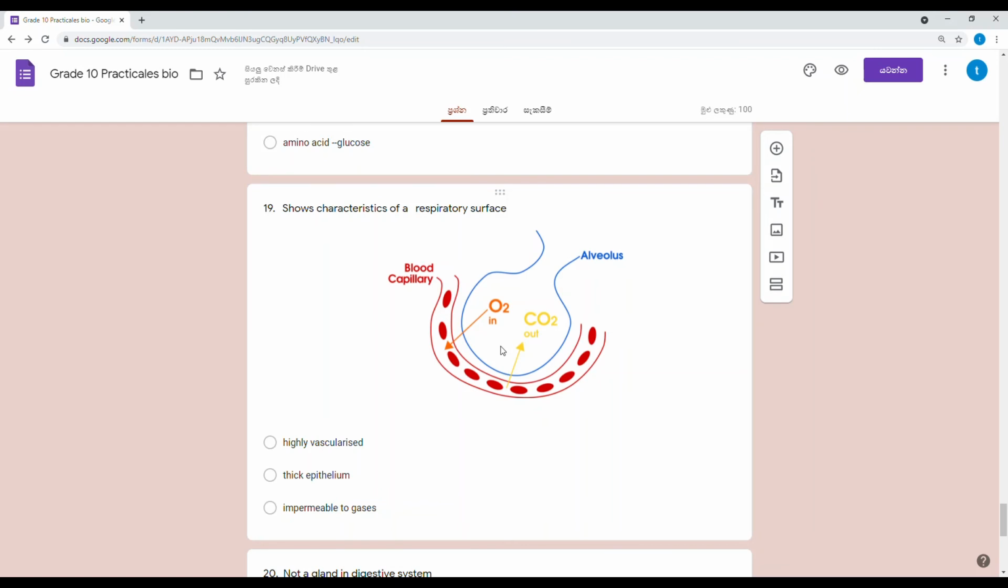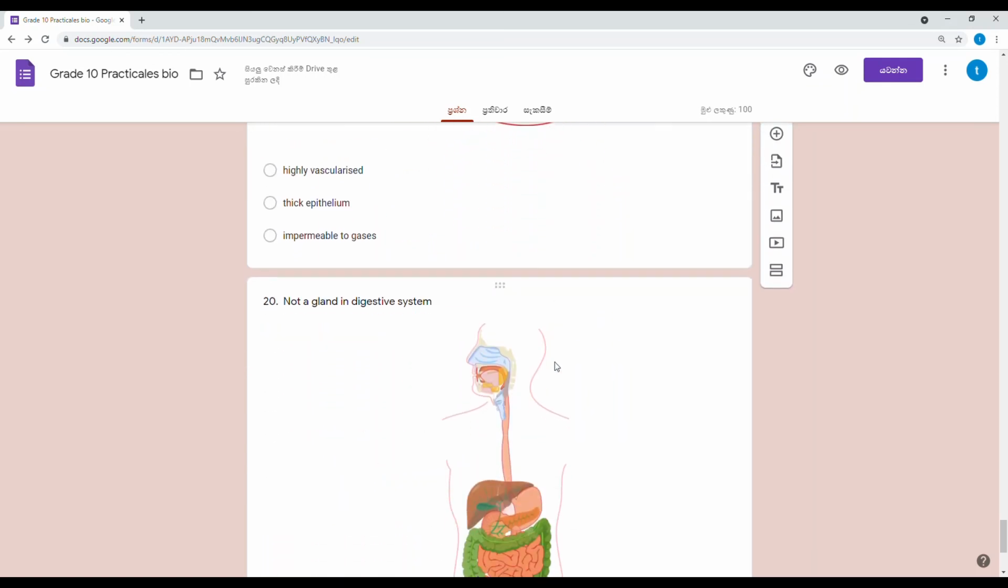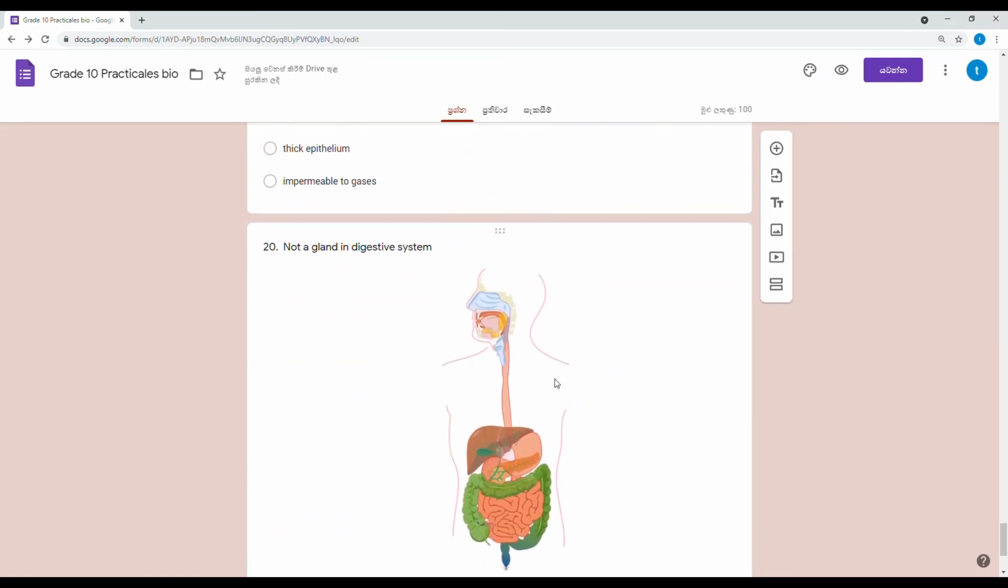So, in this figure, you can see one of the alveoli. We know the alveoli are highly vascularized, and you can see oxygen. You get the oxygen from the alveoli into the blood. At the same time, we diffuse carbon dioxide from the blood to the alveoli, because our lungs are the refinery of our body. And you get to the 20th, that is my last question.